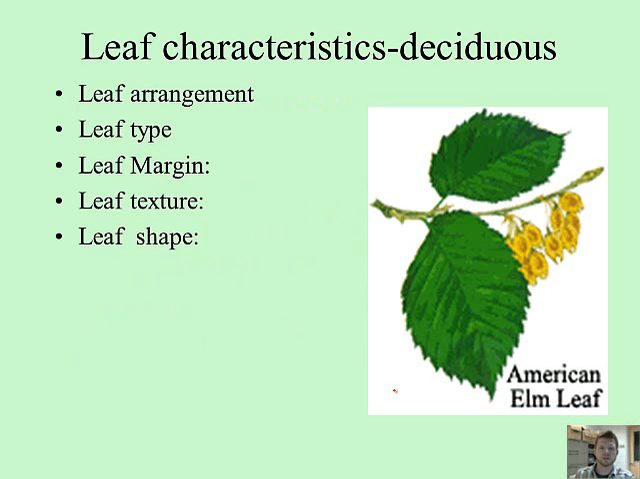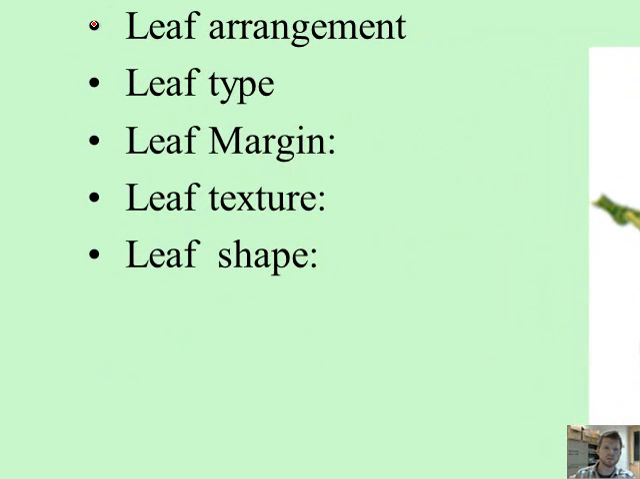We're going to focus on a couple of things here for leaf identification. The keys will look at leaf arrangement, leaf type, and leaf margin. Leaf texture and shape we'll briefly discuss, but these three, arrangement, type, and margin, are going to be the most important for you to know.